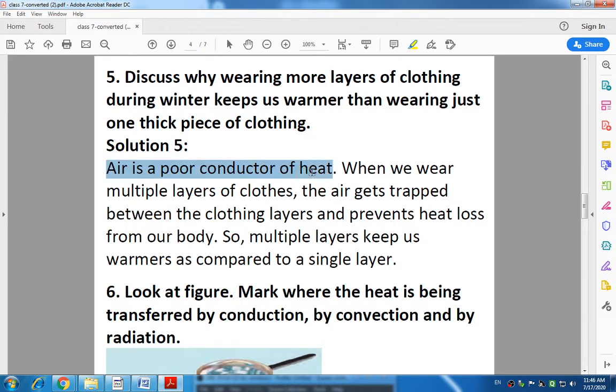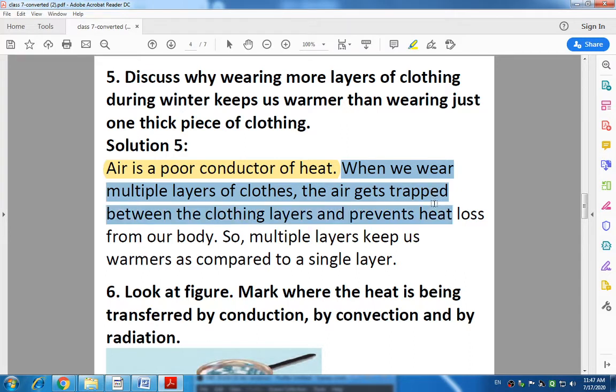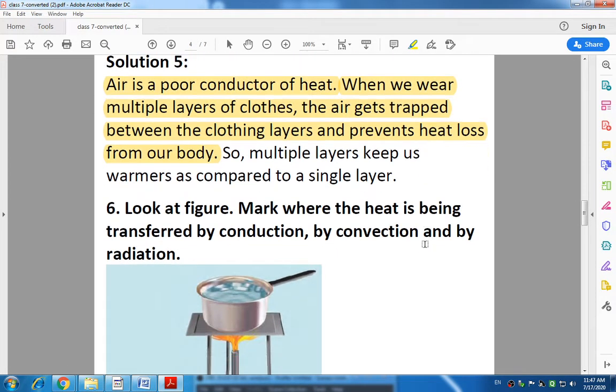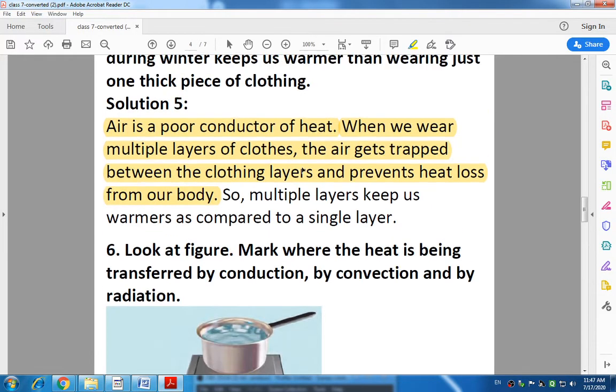Air is a poor conductor of heat. This answer you have to write point-wise. I have written it here like an essay, but as I always say, don't write like that. Still, you have to write in point-wise, okay? When we wear multiple layers of clothes, the air gets trapped between the clothing layers and prevents heat loss from our body. Understood? So multiple layers give us more warmth. Understood the answer? You can write that answer in your own words also.